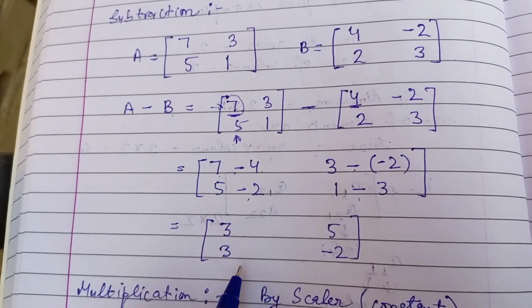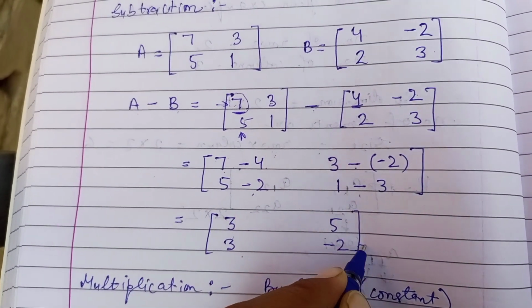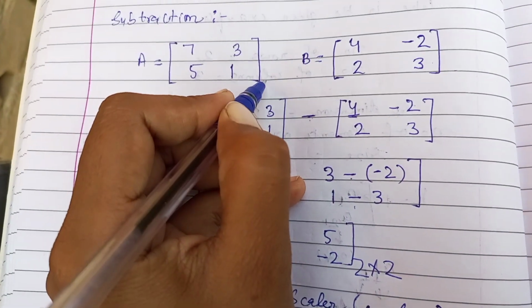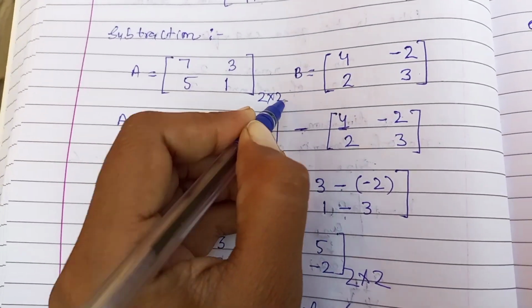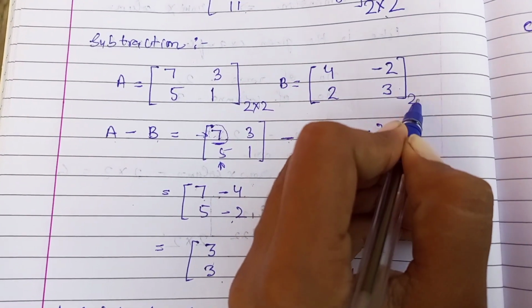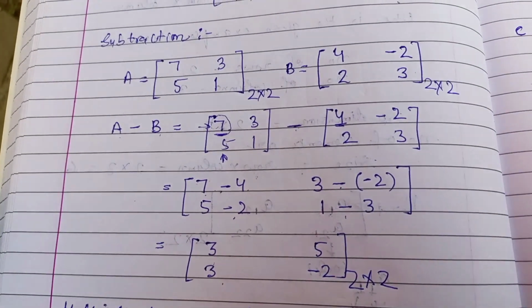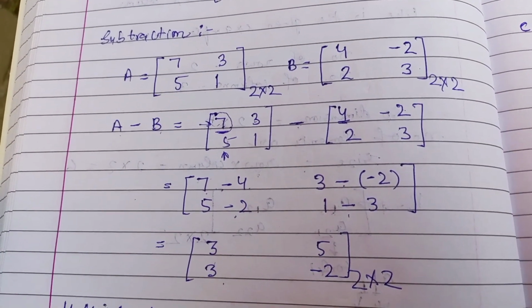So after doing this I will get this matrix, and it also has the same dimensions as were given for matrix A and matrix B. So dimensions are not changing. Okay, so this way we can subtract two matrices.